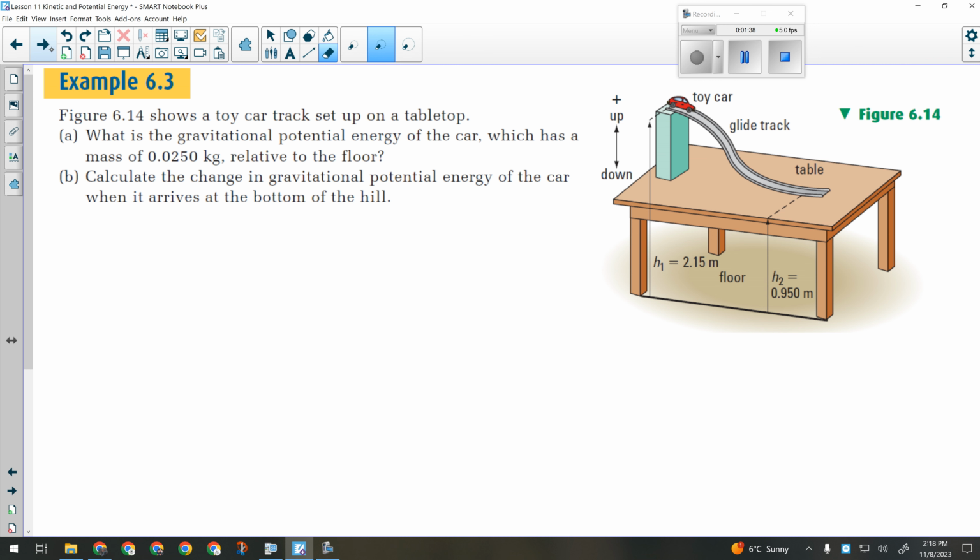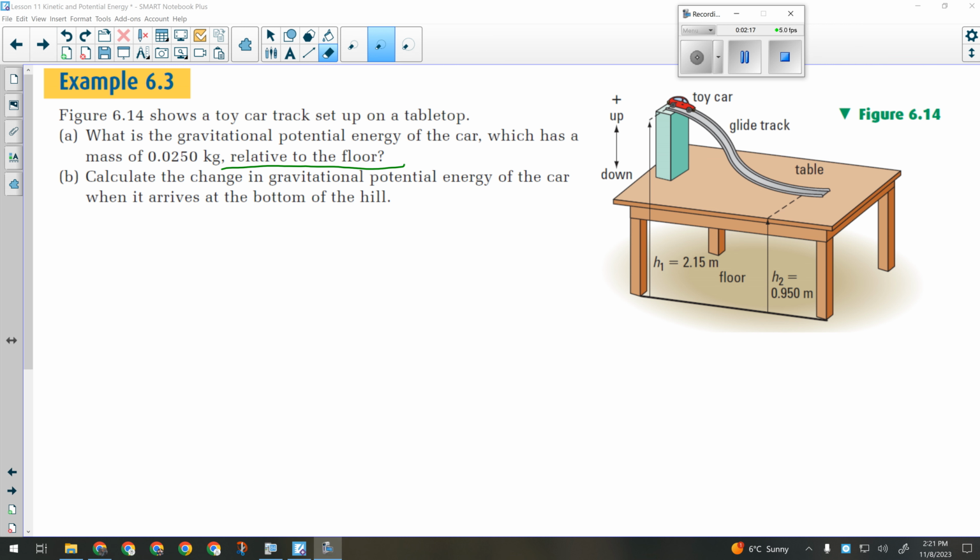Now, if the question says, with reference to the ground, then I know I've got to figure out how far it is from the 2nd floor to the ground and put that number in as well. So it's always important when you're reading a question to see, do they say something like this? Relative to the floor. Because in this question, the car starts up top here and ends on the table. It never gets to the floor. But the question wants to know with reference to the floor. So I have to make sure I calculate it that way.